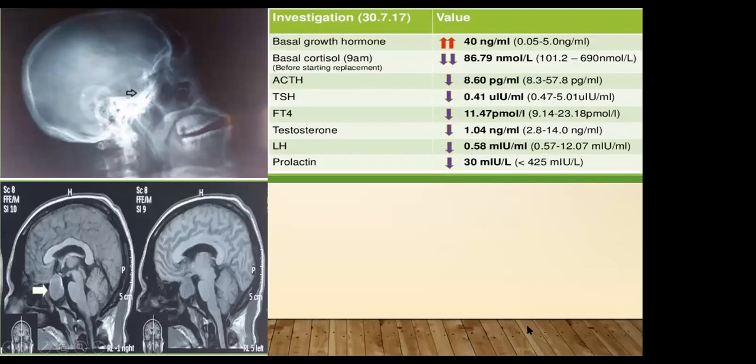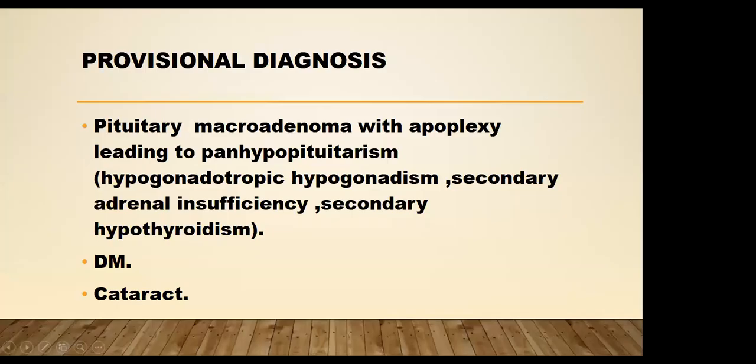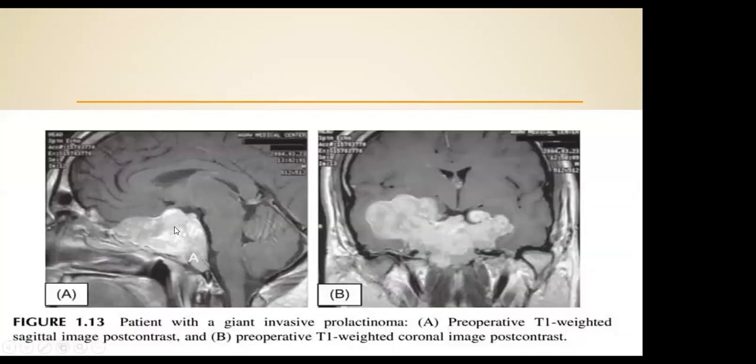And this is the axial section. As you see here, the rim enhancement with necrotic area in the center. The provisional diagnosis was pituitary macroadenoma with apoplexy leading to panhypopituitarism, hypogonadotropic hypogonadism, secondary adrenal insufficiency, and secondary hypothyroidism, diabetes, and cataract.